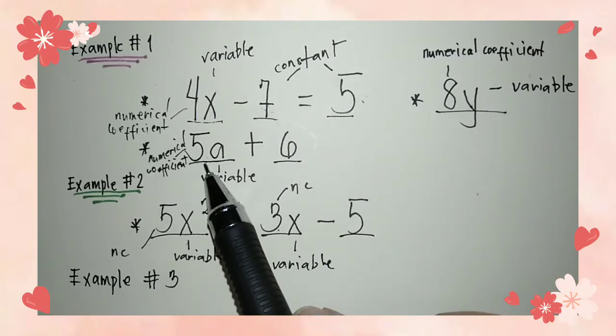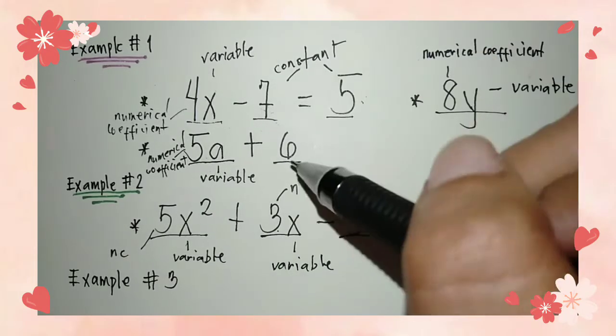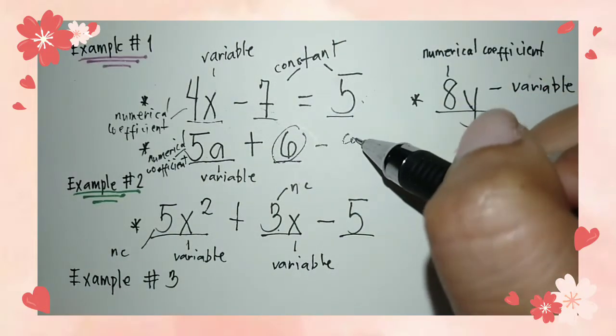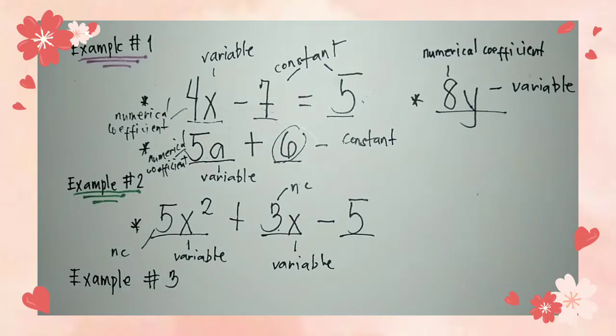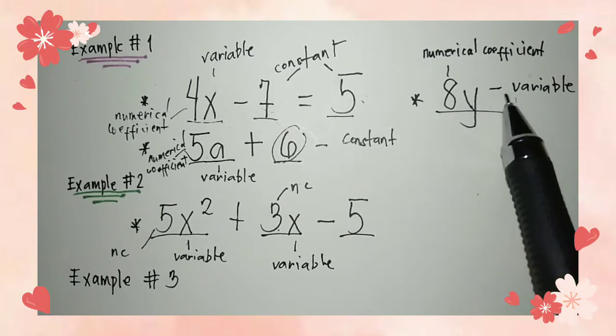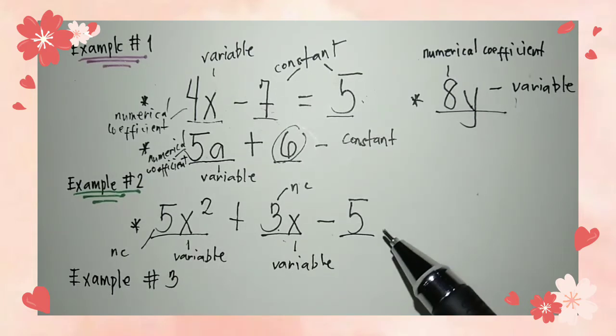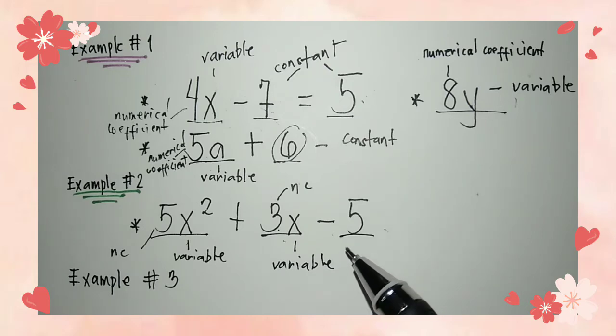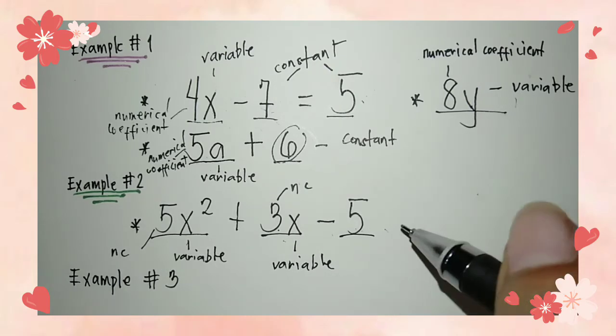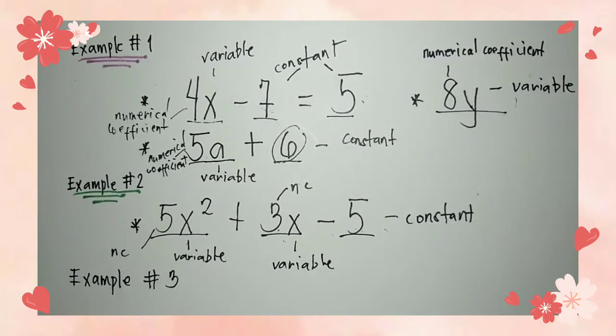No. And, dito naman sa 5a plus 6, alin ba yung walang kasamang variable? Diba? Itong 6. So, yan yung ating tinatawag na constant term. Okay? Dito sa 8y, wala tayong constant term kasi we have the numerical coefficient and the variable. So, hindi na natin siya hahanapan pa ng constant term. So, for the next one, we have 5x squared plus 3x minus 5. So, alin ba dito yung term na walang variable? Si 5, diba? So, siya yung ating constant. And, ganun lang kasimpleng tandaan kung ano ba ang algebraic expression, algebraic equation, variable, term, constant term, and numerical coefficient.